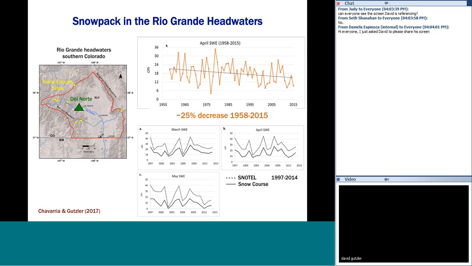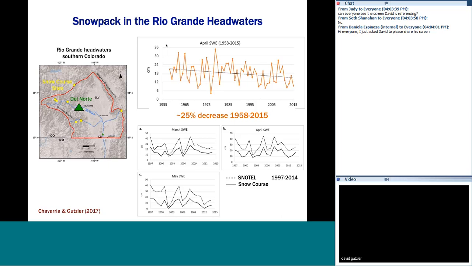And so if we take an average of snow course sites, shown by the yellow dots on the map to the left, and average them together using a weighted average based on an eigenanalysis, we get the curve in the upper right, which actually shows that, again, with lots of interannual variability, overall there's a 25% decrease over the period of record in April 1st snowpack if we just fit a straight line to those data. So that's a very significant decrease.